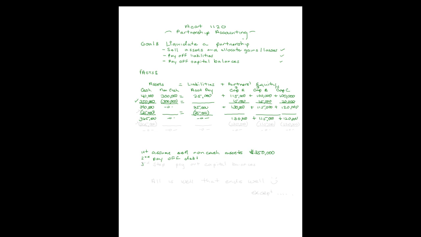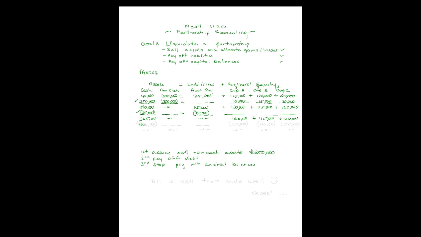And then the third step is when you often mess up. You pay off the capital account balances. You don't split it in accordance with their profit and loss sharing ratio. We're already done. We did that in step 1 when we sold off the assets. Then we paid off the liabilities. Now, step 3 is to pay out the capital balances. No more gains, no more losses. These partners are all exiting, and we're going to write them a check.